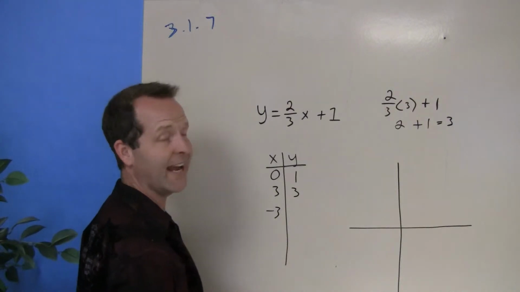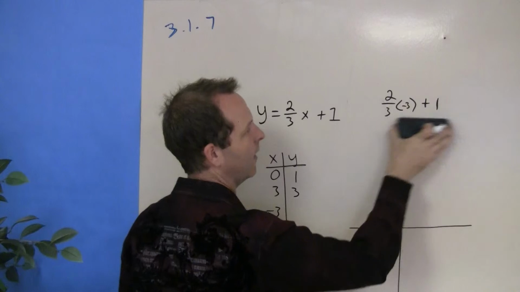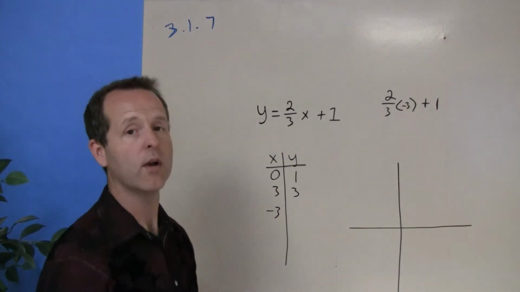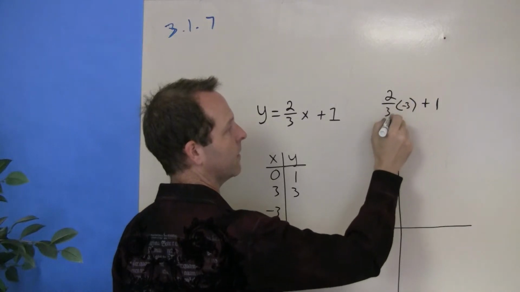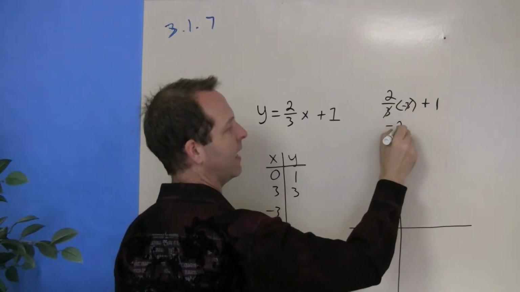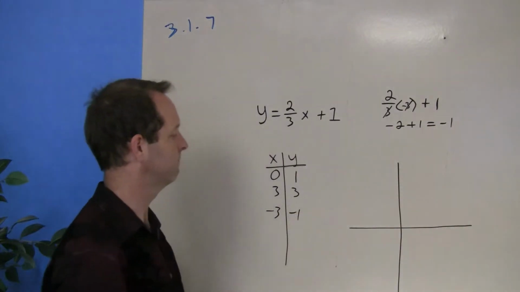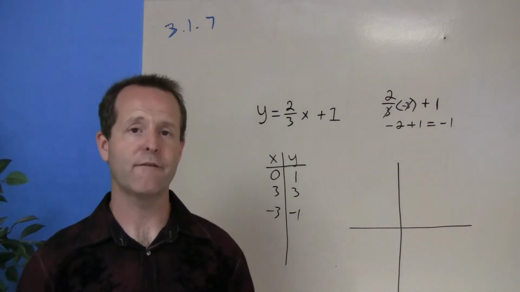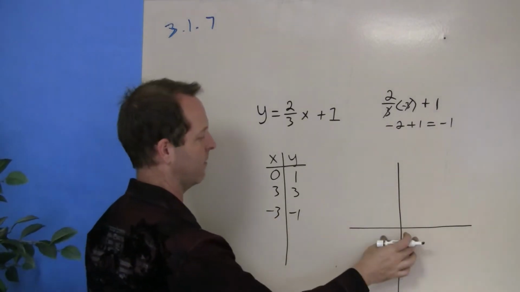And likewise, if I had a -3, I also see that the 3 would eliminate the fraction. So I have 2/3 times -3, which is -2, plus 1, which equals -1. After I find 3, 4, or 5 points, I'm able to go ahead and plot them.